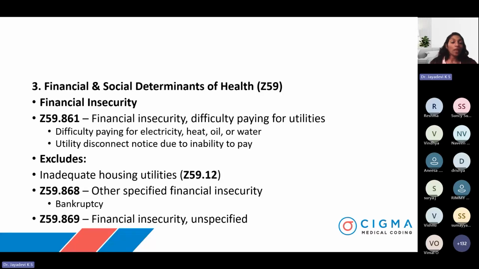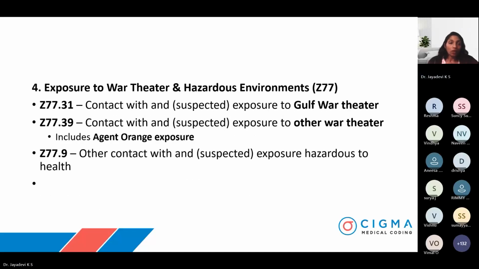Now, Z59.86.8, other specified financial insecurity, such as bankruptcy. It's a state of bankruptcy you can use. And Z59.86.9 for financial insecurity, unspecified. Now, exposure to war theater and hazardous environment is at Z77. It's exposure to Gulf War theater, other war theater, and exposure to other hazardous contacts. That's Z77.31, 39, and 9 respectively.